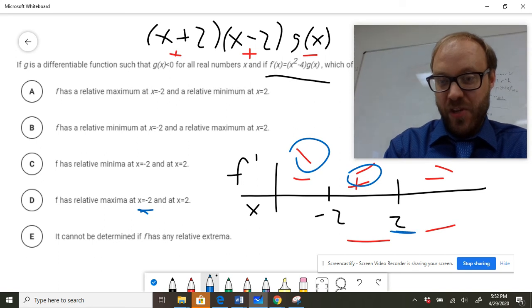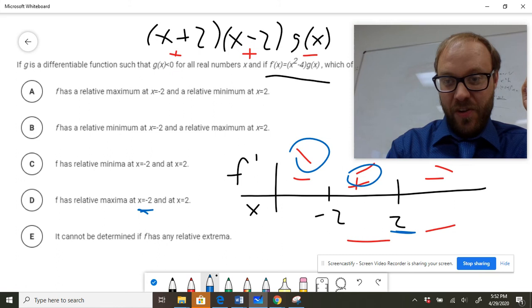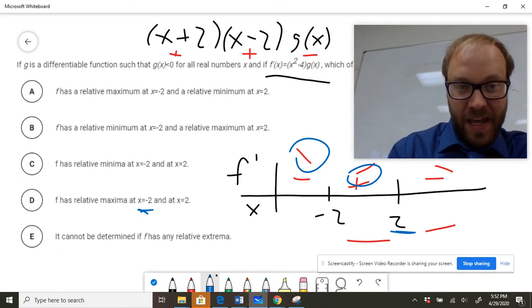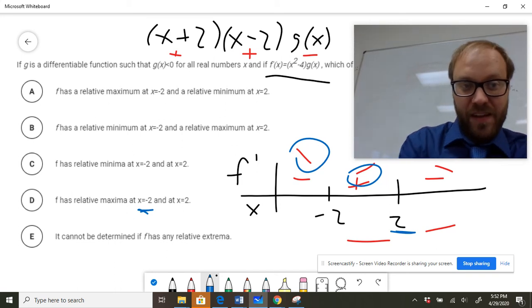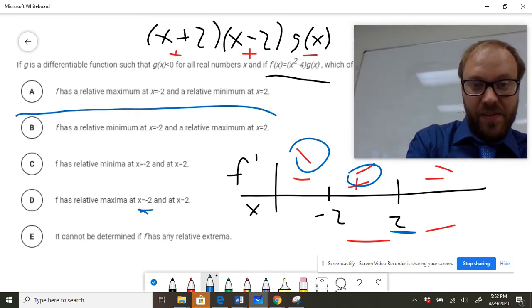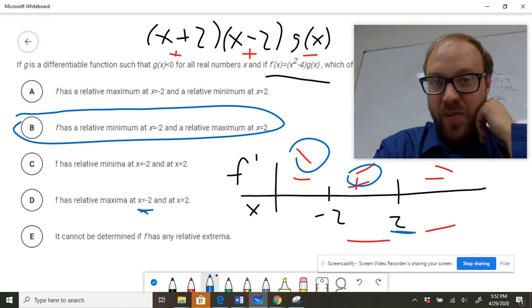Notice here at 2, f prime changes from positive to negative, and so that is going to be a relative maximum. And so it looks like we have a relative minimum at negative 2. It looks like we have a relative maximum at 2. Actually, I was looking at choice D there. Looks like that's going to be choice B.